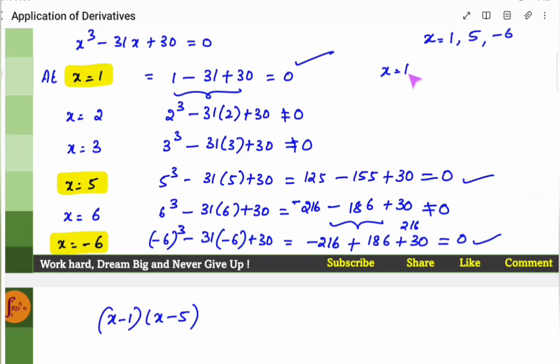Say x is equal to 1. When I shift 1 this side, it will become x minus 1 is equal to 0. Similarly here x is equal to 5. So if I shift 5 this side, plus 5 will become minus 5 and I'll get 0. So these are the two factors I have.